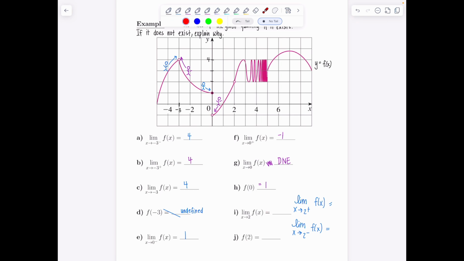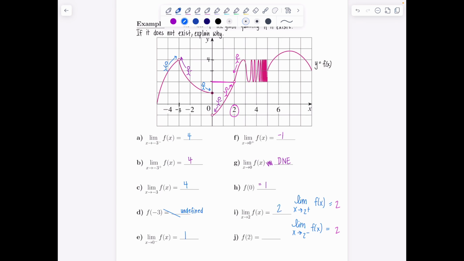Okay, so x equals 2 from the right. Here's x equals 2. We're coming from the right. Coming in hot. Whee! Where is that? That's y equals 2. What about from the other side? Okay, same thing. 2. So then the limit as x approaches 2 of f of x is 2.